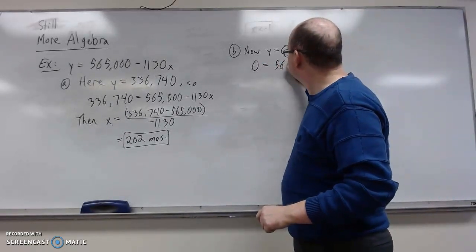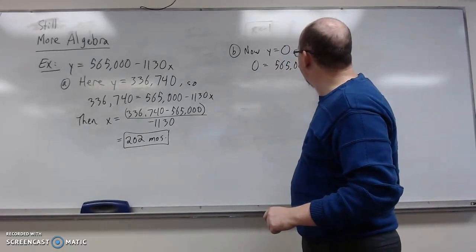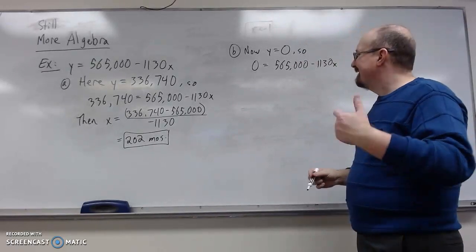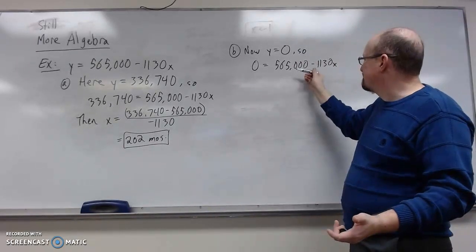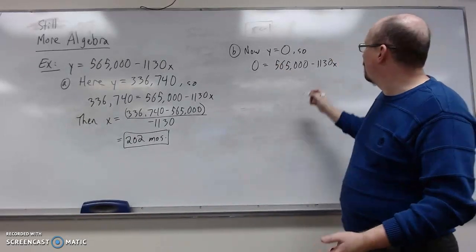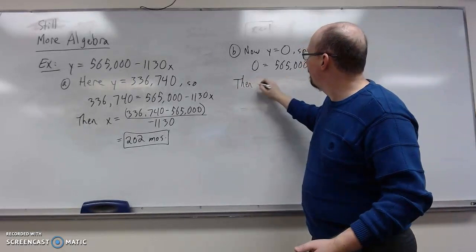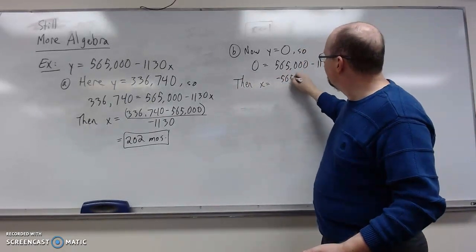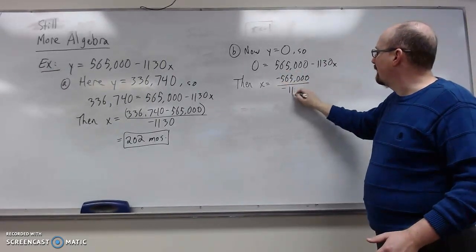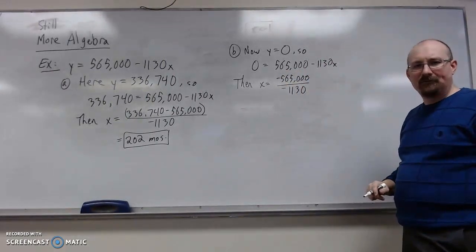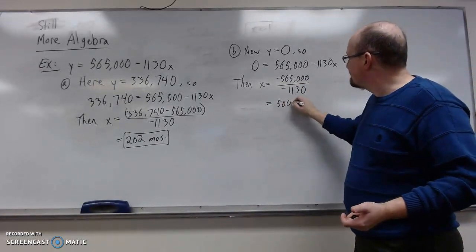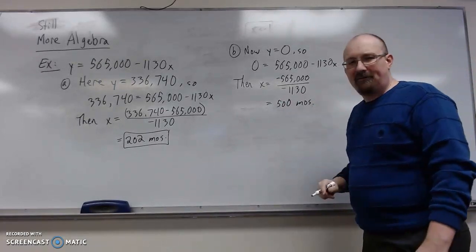So we have 565,000 minus 1,130x. That's still where we had it. Now it's the same process. We just subtract over the 565,000 and divide by the negative 1,130. So negative 565,000 divided by negative 1,130. If you work out that calculation, you should get 500 months.